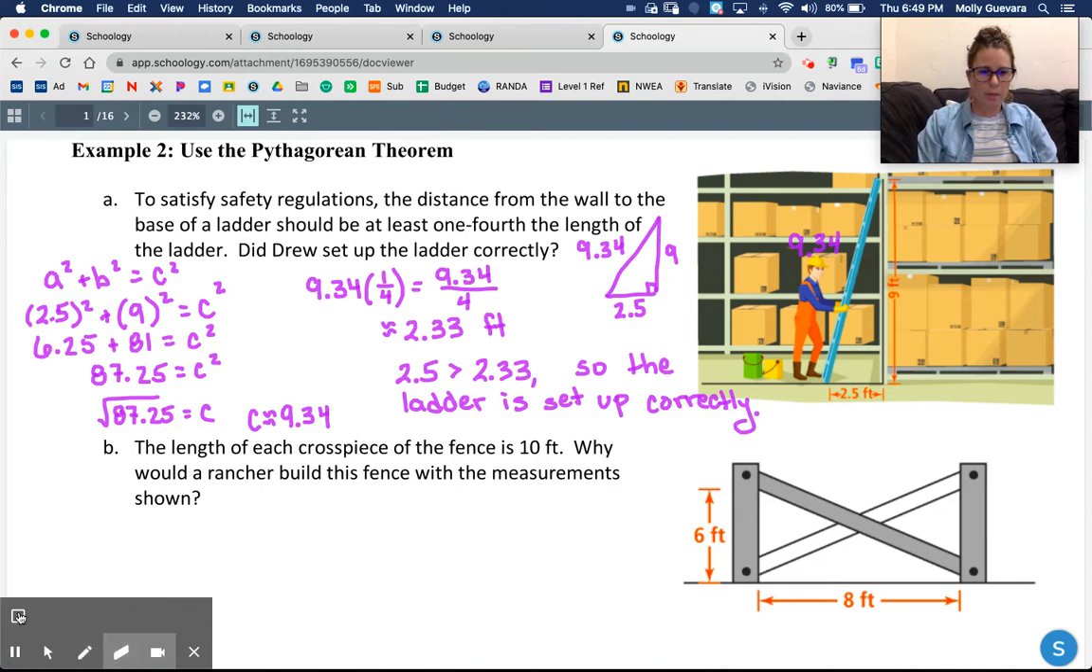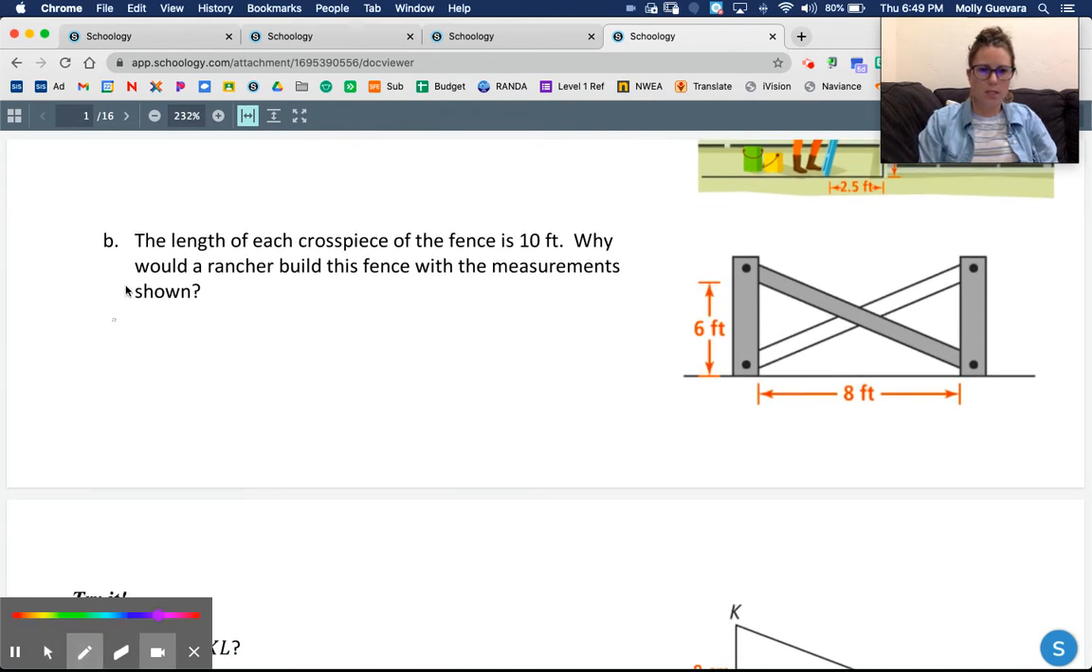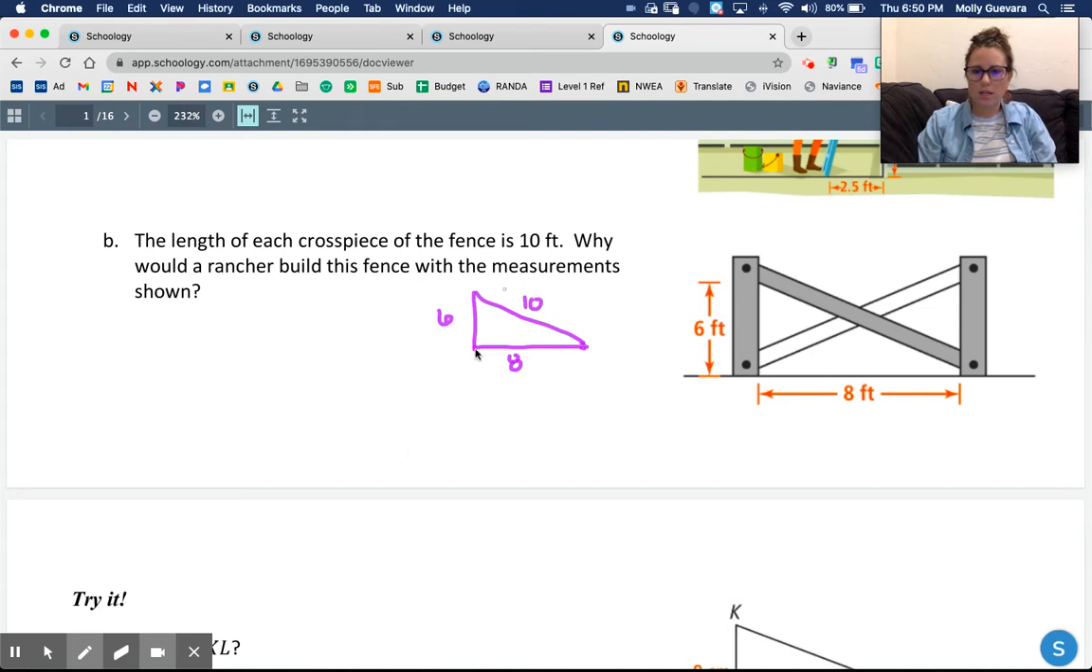Let's look at part B here. I'm going to scroll down a little bit. Part B says the length of each cross piece of the fence is 10 feet. Why would a rancher build this fence with the measurements shown? So if we take this fence and maybe just look at one triangle on the fence, right? This is 6, this is 8, and this is 10. So why specifically would a rancher build a fence with these dimensions?